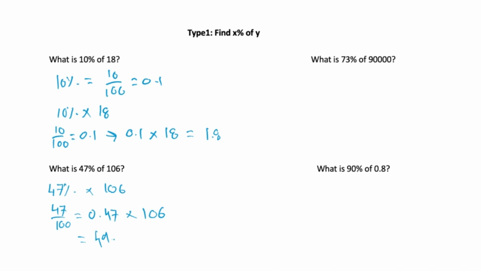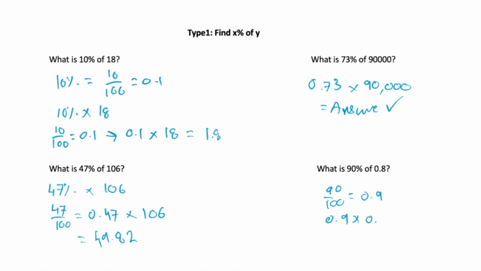What is 73% of 90,000? Same thing, 73%, which is 73 over 100, which is 0.73 times 90,000. Then you get the answer using your calculator. What is 90% of 80? Same thing again, 90 over 100, which is 0.9. So 0.9 times 80, then you get the answer using the calculator.